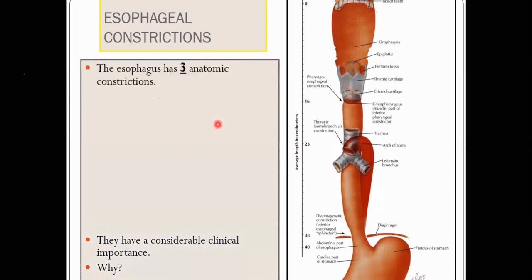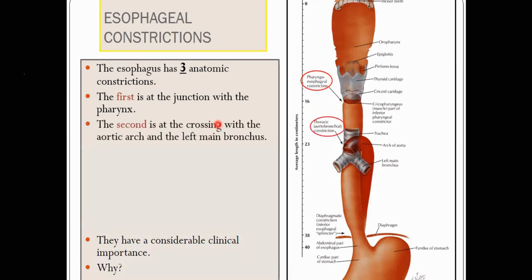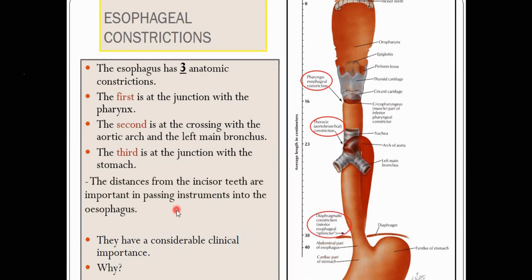The first is the junction of the pharynx and esophagus. This is the first narrowing. If anything gets stuck, it is stuck at this area. The second is at the crossing of the trachea, main bronchus, right and left, and aortic arch. So when the left bronchus and aortic arch cross this esophagus, this is the second. And the third is the junction when it enters into the stomach. Now you have to remember the distance from the incisor teeth, which is important for passing instruments into the esophagus. So sometimes it is related to this particular portion.